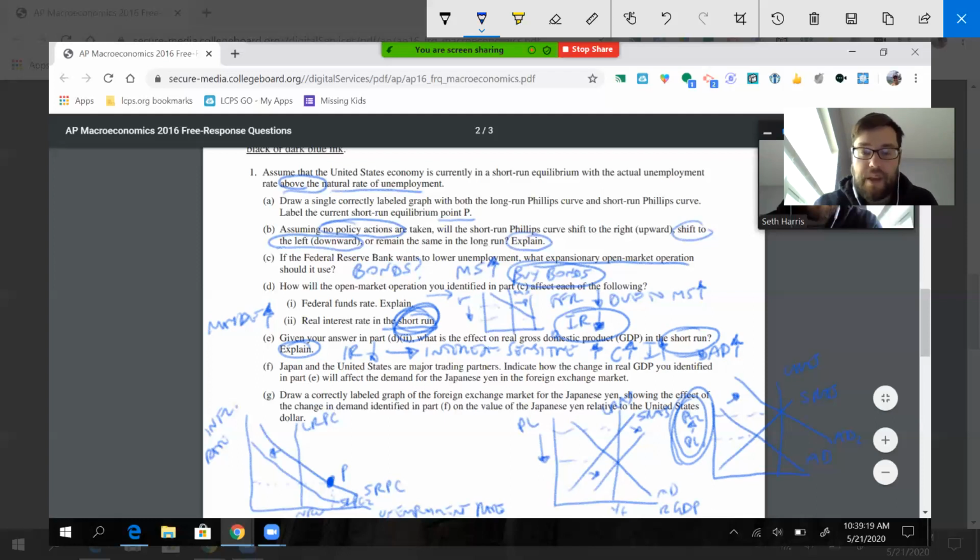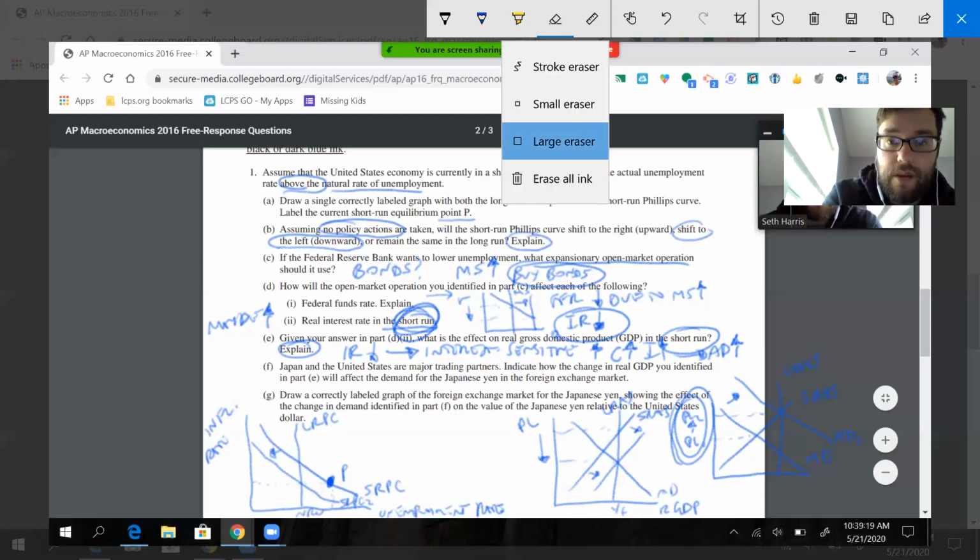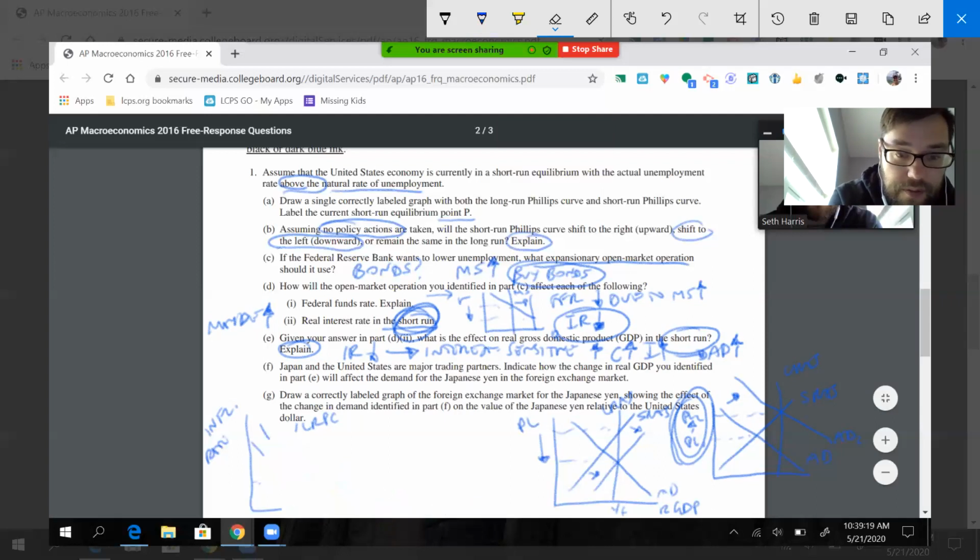All right, F and G are talking about the foreign exchange market. Let's get a little bit of space down over here. Okay, Japan and the United States are major trading partners. Indicate how the change in real GDP you identified in Part E will affect the demand for Japanese yen in the foreign exchange market.